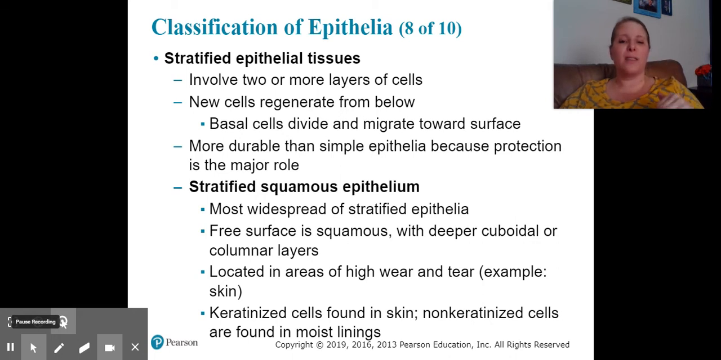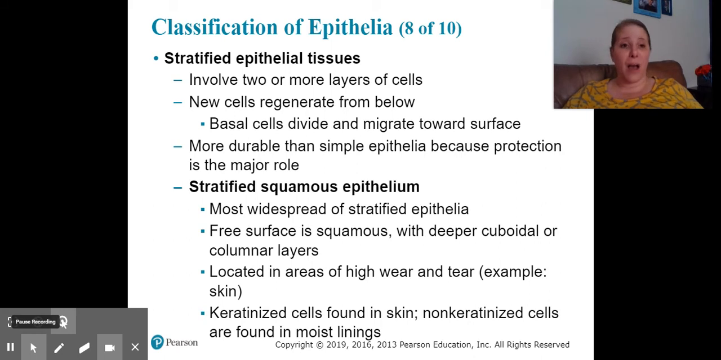And the deep one is going to be closer to cuboidal, maybe even columnar, but we look at the apical or free surface for what we're looking at. They're located in areas of high wear, so that's why we need lots of layers. If we get scratched or bumped or anything, you kind of wear away the top layers until you get to the bottom layers.